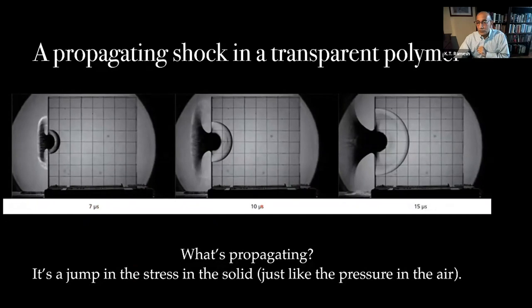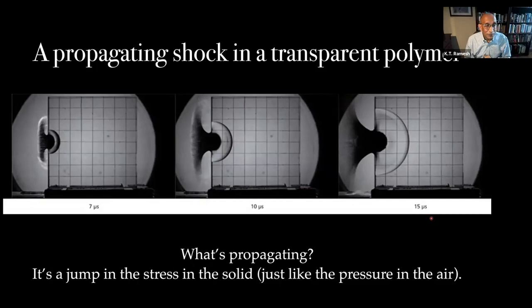So a microsecond is a millionth of a second. For those of you who don't think all the time in terms of microseconds, you blink about 30 times a second, so one blink of yours is 30 milliseconds. 30 milliseconds would be 30,000 microseconds. So you could take 30,000 pictures in the time you blink, if you're taking pictures at this framing rate.